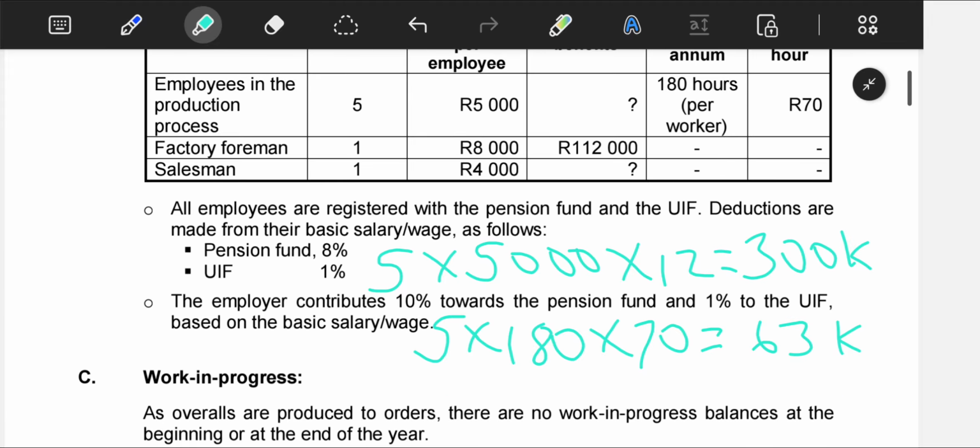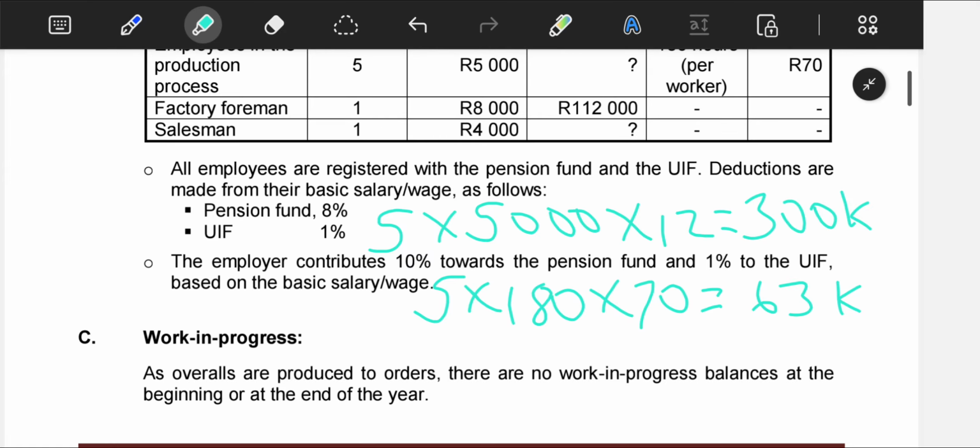Is that all? No. We have other information here. All employees are registered with the pension fund and the UIF. Deductions are made from their basic salary or wage as follows. Pension fund 8%, UIF 1%. You don't need to use this information because this information is what is going to be deducted from the salaries or the wages of the employees. And now we want to know what has costed us, the company, the manufacturing company. So this has nothing to do with us.